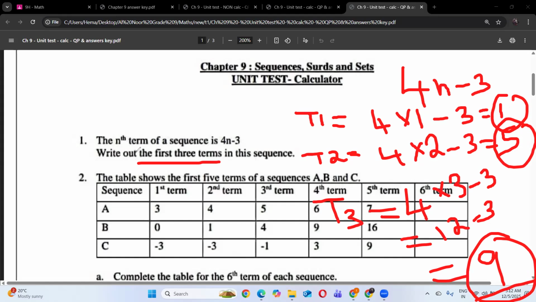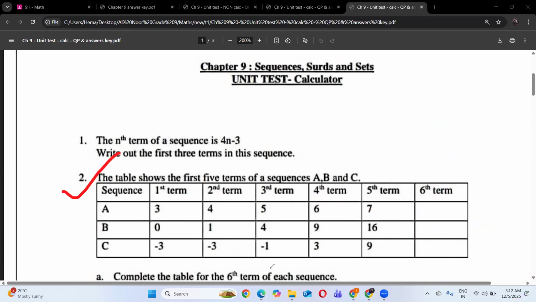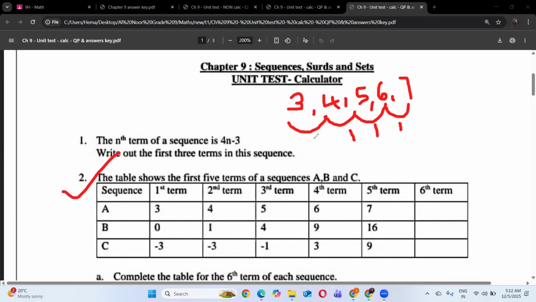Next. In this table, you have to find the sixth term. Let's write the sequence first. You have the sequence 3, 4, 5, 6, 7. Let's check the difference: positive 1, positive 1, positive 1. Always when you subtract, you have to subtract from back to front. So you got the same difference. What kind of sequence is this?